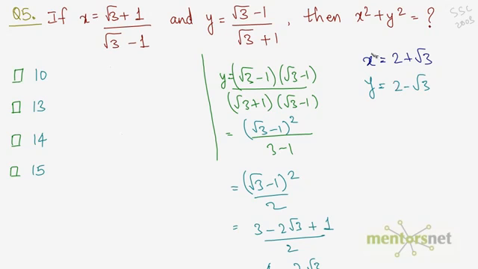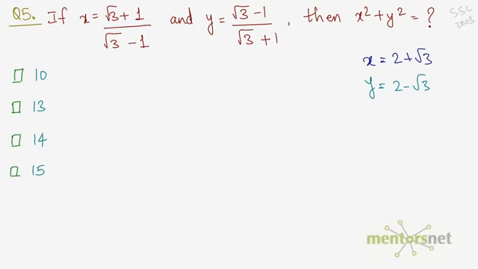Now you have to put the values of x and y into x square plus y square and get the final answer. Let's do that. So you have x square plus y square. So 2 plus root 3 whole square plus 2 minus root 3 whole square. So it is equal to a plus b whole square is a square, that is 2 square, which is 4, plus twice ab. So 2 times 2 is 4 times root 3. So 4 root 3 plus b square, which is root 3 square, which is 3.